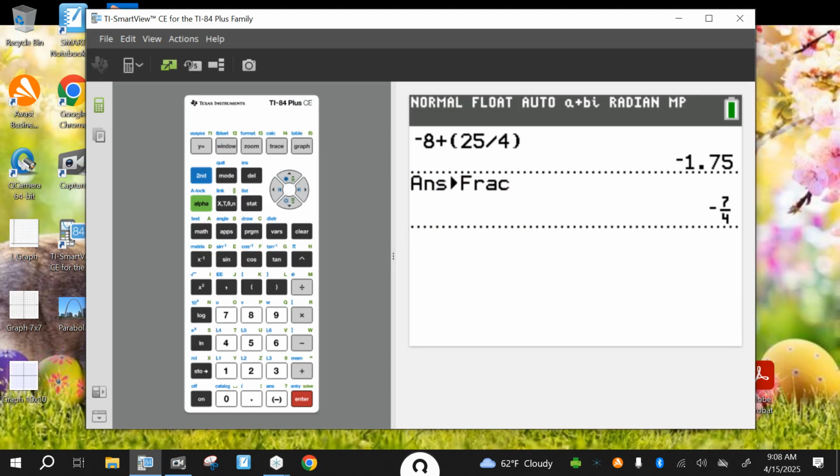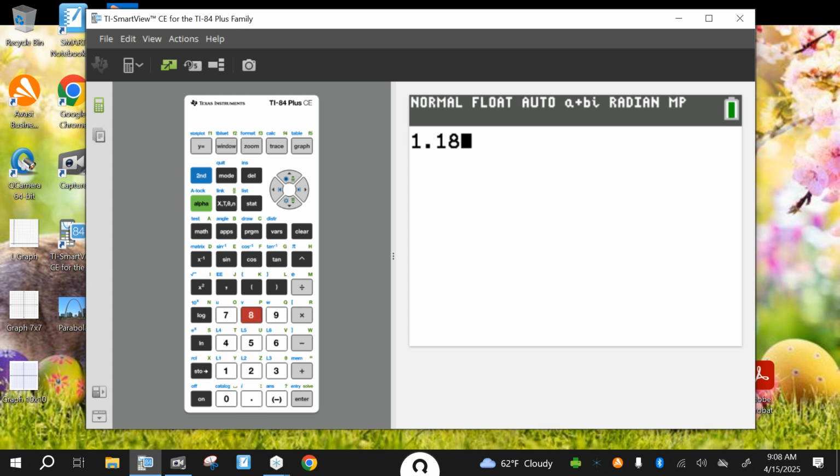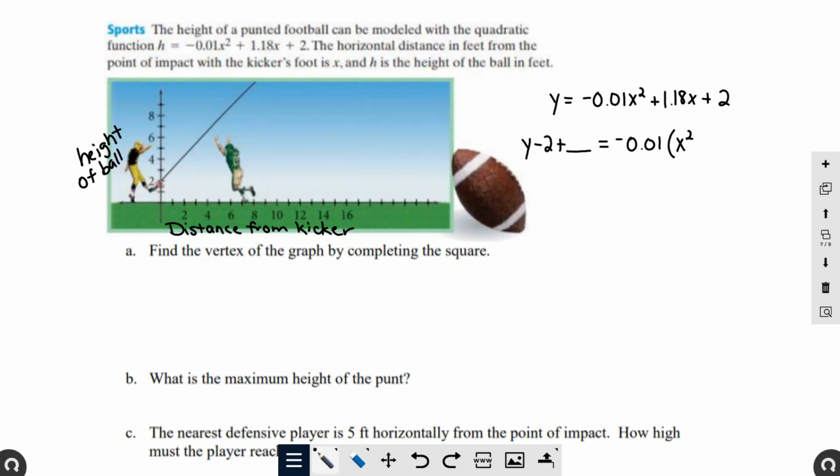So let's grab our calculators. 1.18 divided by, you can have it look the same way it looks on your paper, negative 0.01 gives us negative 118. That's a better number to deal with, huh? So negative 118x plus blank. So when you factor something out, it's really like division. You can divide those two numbers.